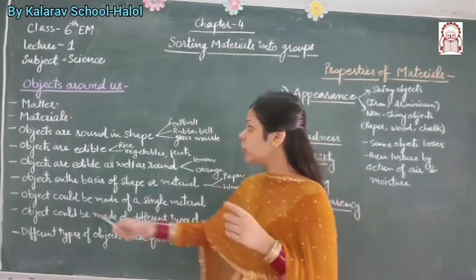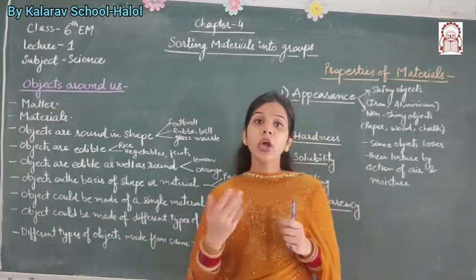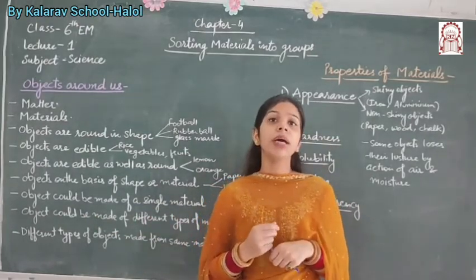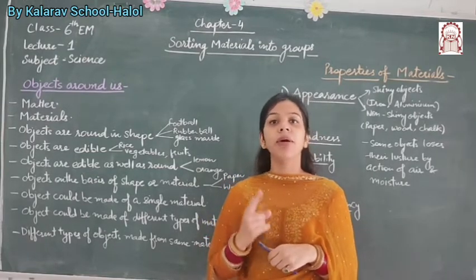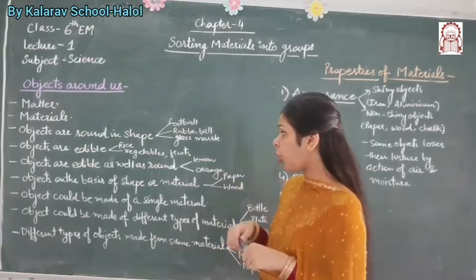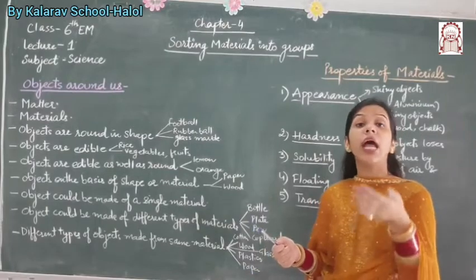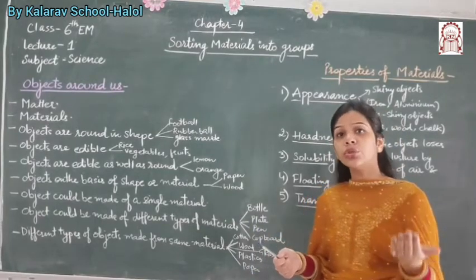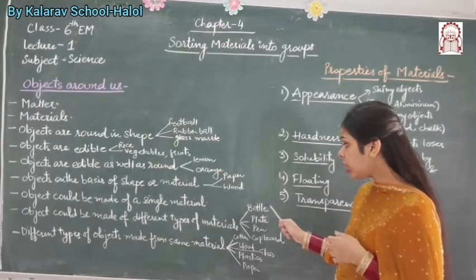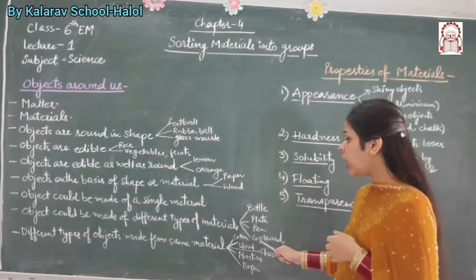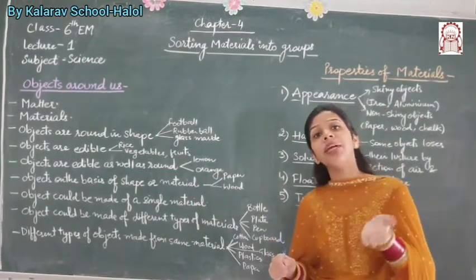So, the next is the object could be made of a single material. Any object that can be made from a single material. There are a number of objects that can be made from one single material. An object could also be made of different types of material, as we have a large number of materials that are used to make objects like bottle, plate, pen, cupboard. So these are the objects that can be made from different types of material.